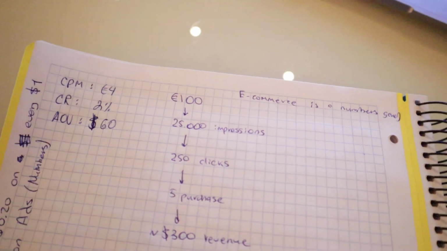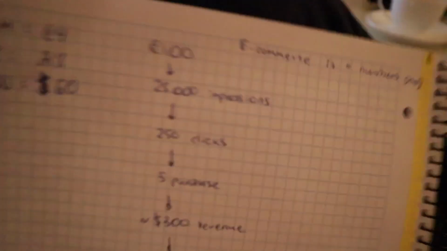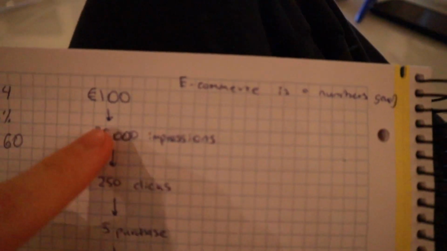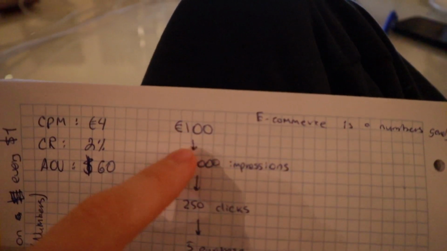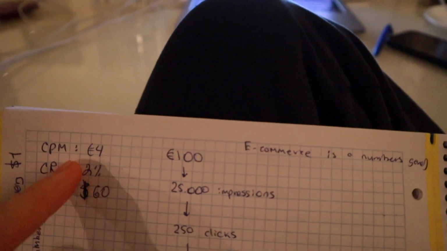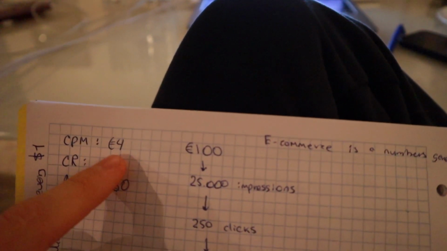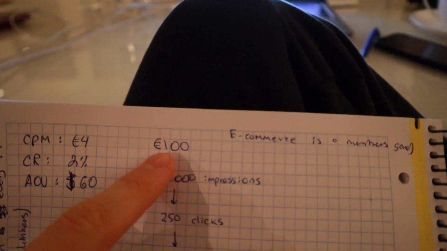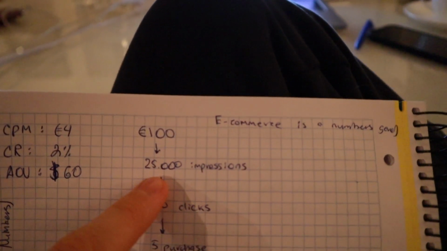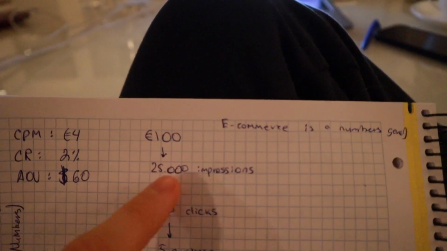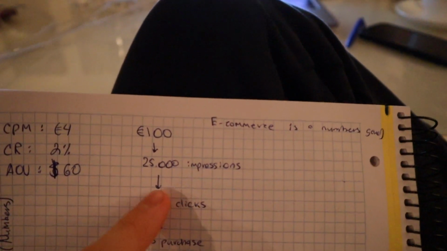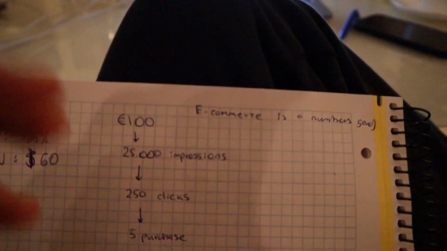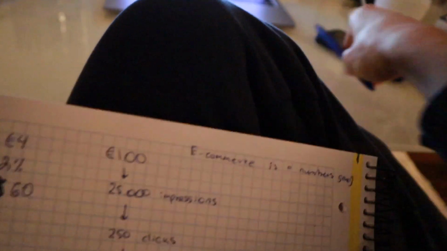All right, sounds good. So here is how the math goes. Let's say I'm spending 100 euros on advertising per day, okay? So this means that if my CPM is 4 euros and I'm spending 100, this means I'm showing my ads to 25,000 people, okay? 25,000 impressions.